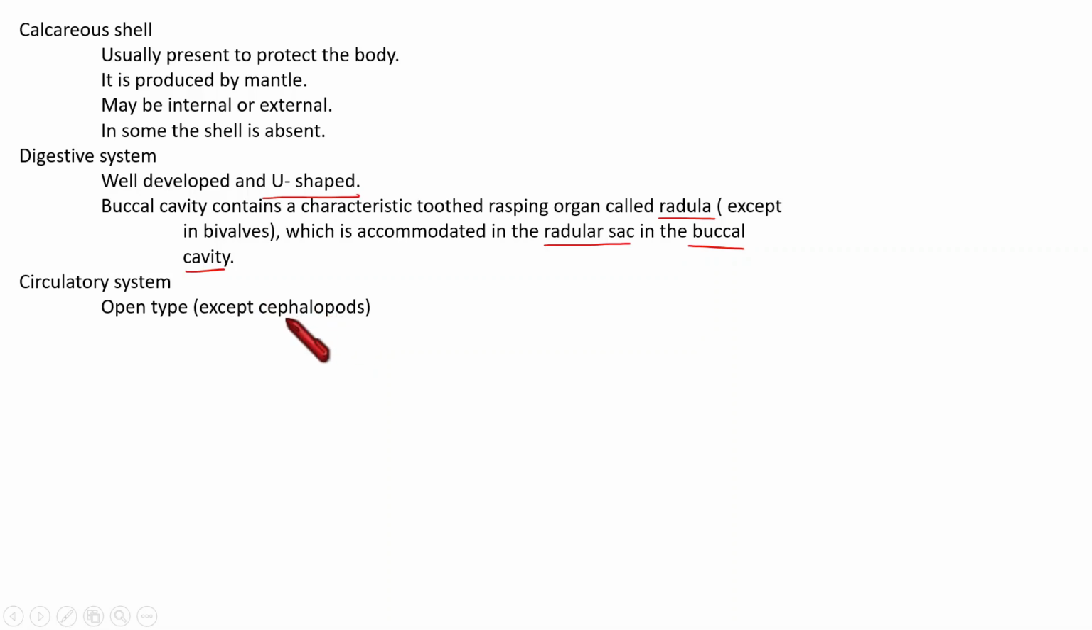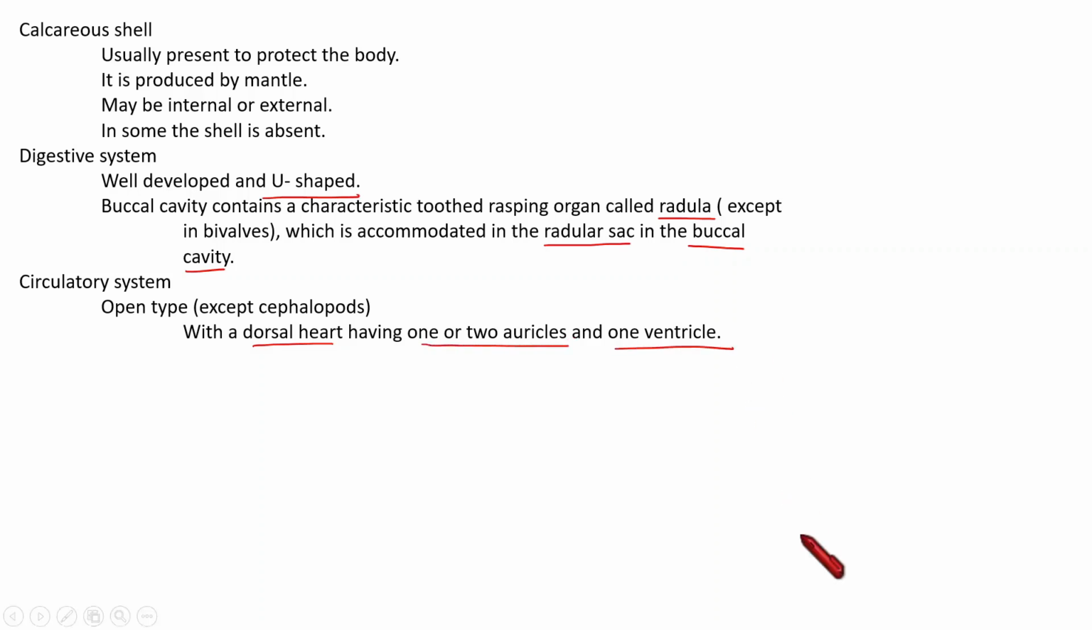But cephalopods are one class that we have. We will see about the different classes that come under the phylum later. Anyway, now just note that Cephalopoda is a class that comes under the phylum Mollusca. In that class, the circulatory system is not open type. Okay, that we will see later. And the circulatory system consists of a dorsal heart, and that heart possesses one or two auricles and one ventricle. And respiration, how? With the help of gills or ctenidia.